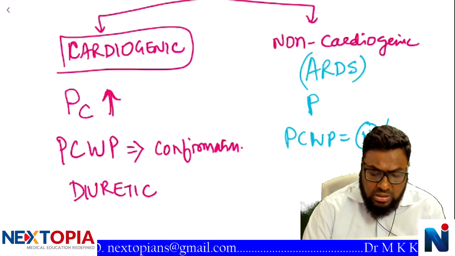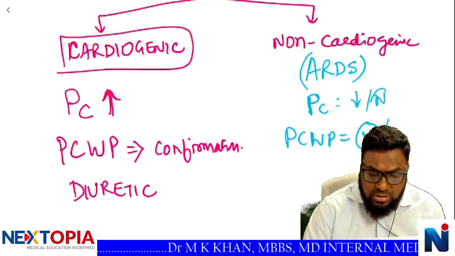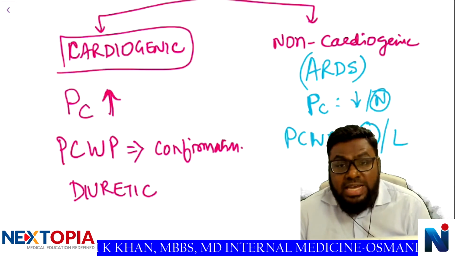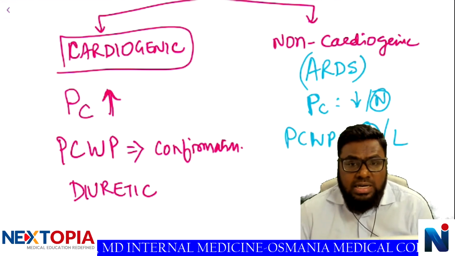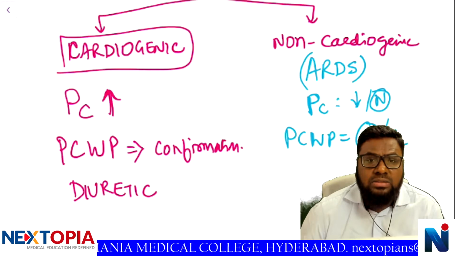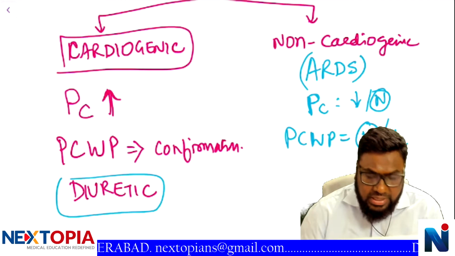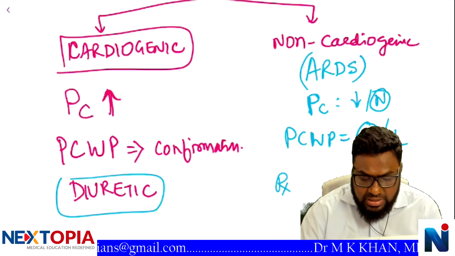So because the hydrostatic pressure in the capillaries is either low or normal, the pulmonary capillary wedge pressure that you check clinically is low. So here what should be the treatment? The treatment should be treat the underlying cause. Diuretic is not going to help. Treat the underlying cause.